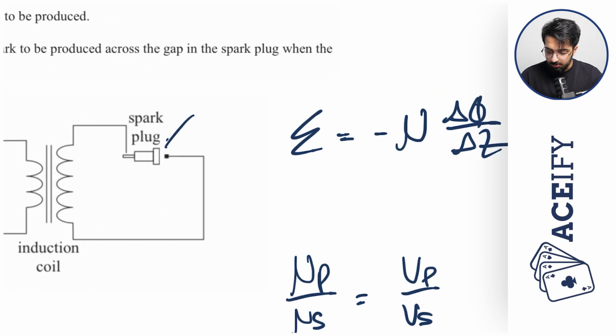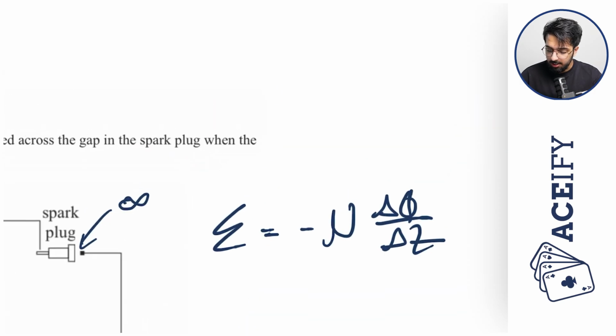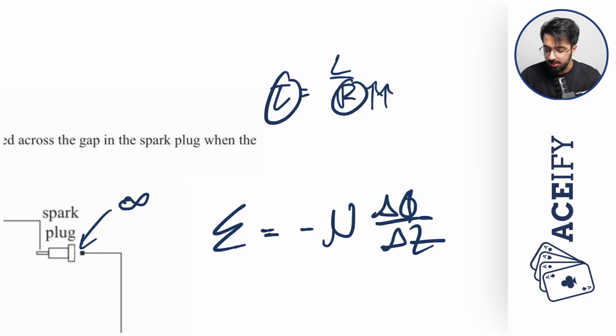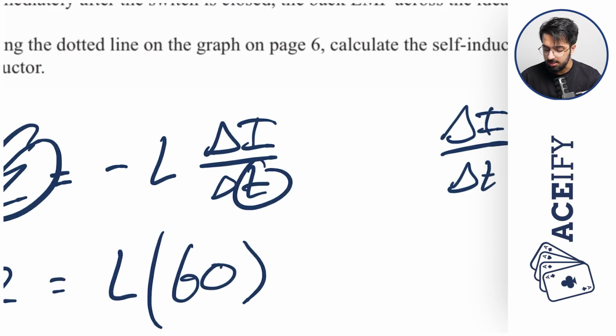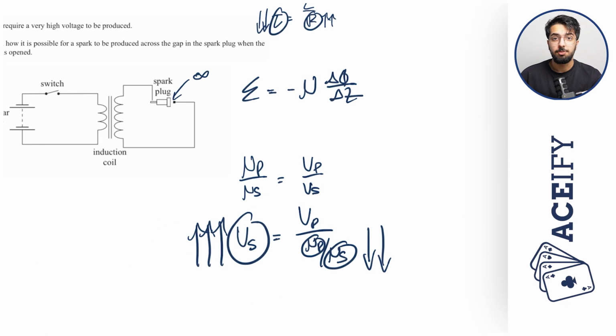Also, this gap results in an almost infinite resistance, okay? And so obviously our time constant is equal to L over R. And so if this R value is very large, then our time constant is very, very small. And as we know, the EMF induced by our inductor is related to the time constant. And so therefore the EMF is also going to be very large. And so you can write that in.